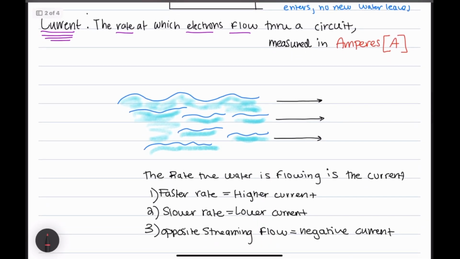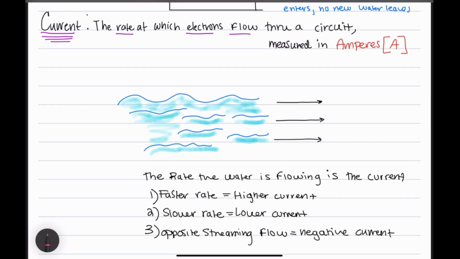So with that being said, it goes to our first topic of today, which is current. Current is simply, in a technical definition, the rate at which electrons flow through a circuit. This is measured in amperes, or sometimes you call it amps. So now when we move it towards our water example, current is simply the rate at which the water is flowing. So here, it's flowing left to right.